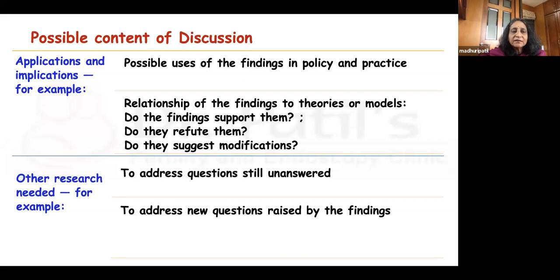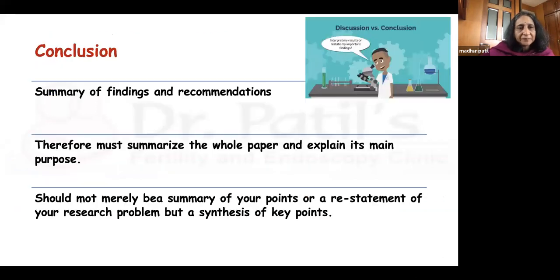The other research needed, for example, to address questions still unanswered, and to address new questions raised by the findings. So for this, you have to write that we probably require further research to address these unanswered questions, or there are certain new questions which have arisen from the data we have got, and therefore we now need to prove that.